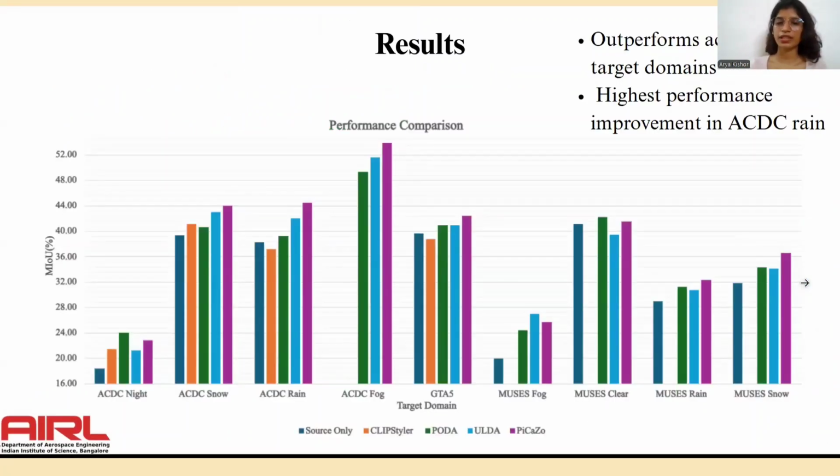In this graph, you can see that PiCaZo outperforms the baseline models across most of the target domains. It achieves a score of 44.47 in ACDC rain, beating ULDA by 2.5.